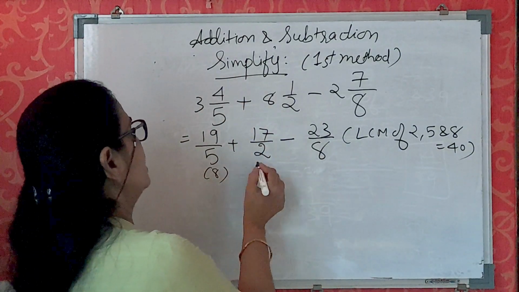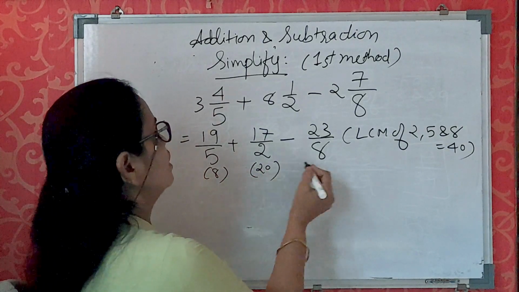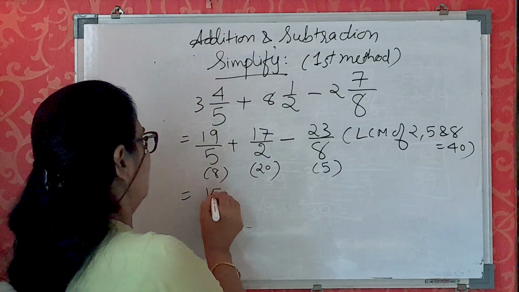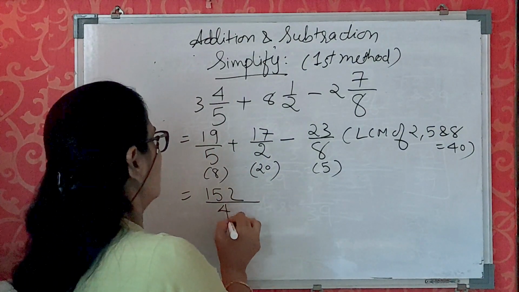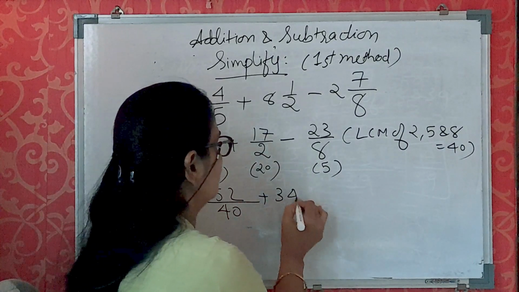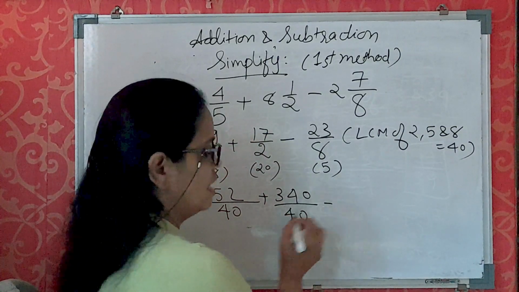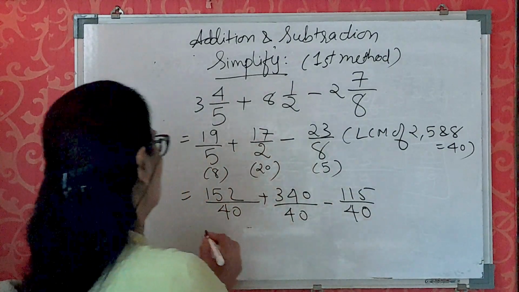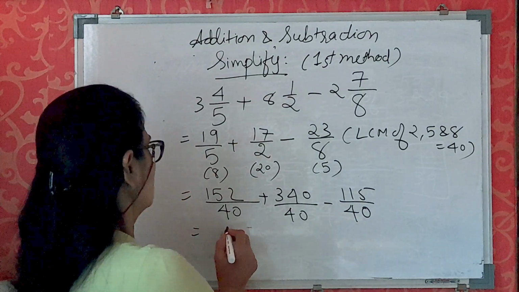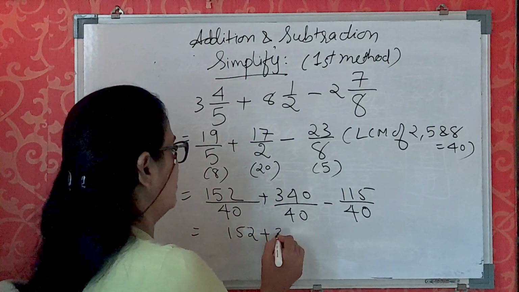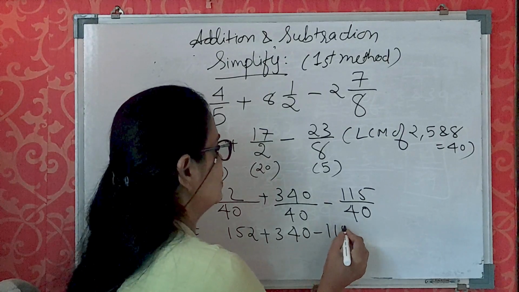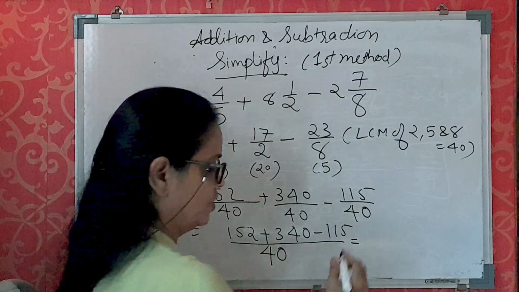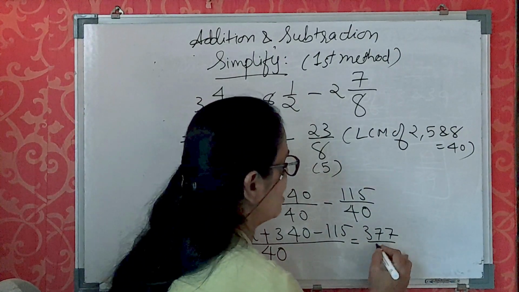So 5 8s are 40, 2 20s are 40 and 8 5s are 40. So 19 8s are 152 divided by 40, plus 17 20s are 340 divided by 40, minus 23 5s are 115 divided by 40. Now it has become like fractions. So what will you do? 152 plus 340 minus 115 divided by 40, which is equal to 377 divided by 40.